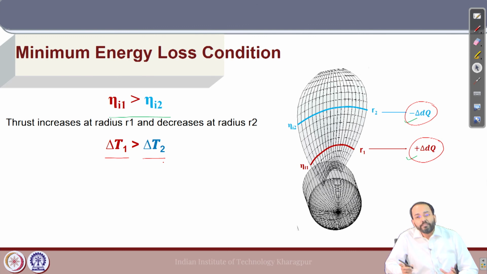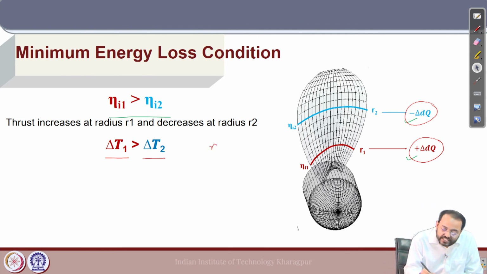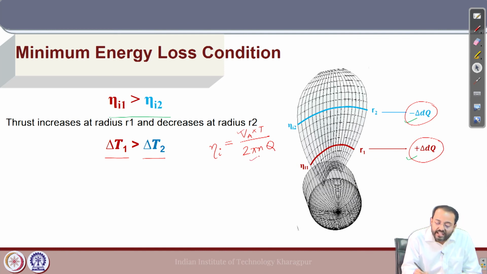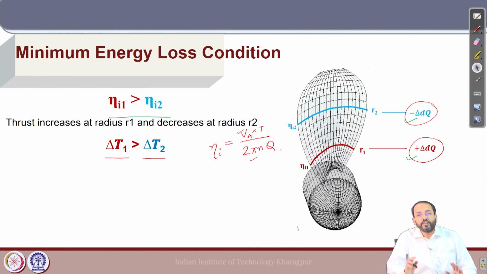That we can get from the equation of efficiency, which is given by eta I equal to Va into T by 2 pi n Q. Here Va and 2 pi n are constants. We have not changed them, we have just changed the geometry so that the thrust and torque of the sections are altered. So, from this equation we can see that if we change the torque by the same amount, the thrust will change by a larger amount at a place where efficiency is higher.